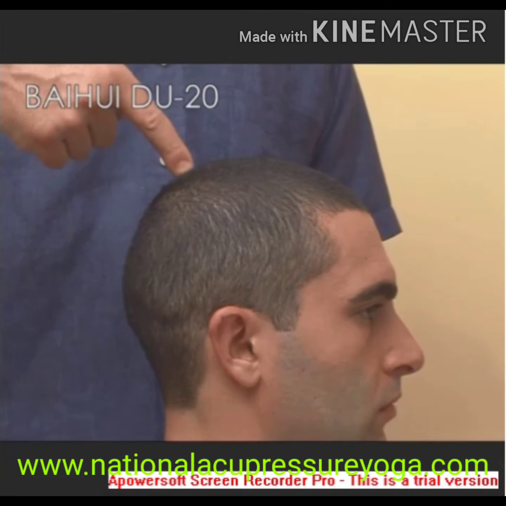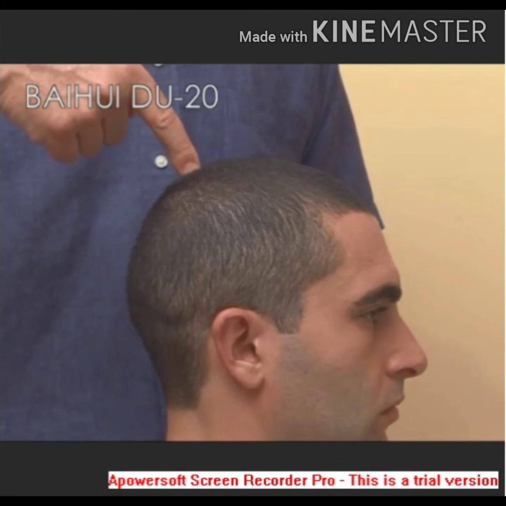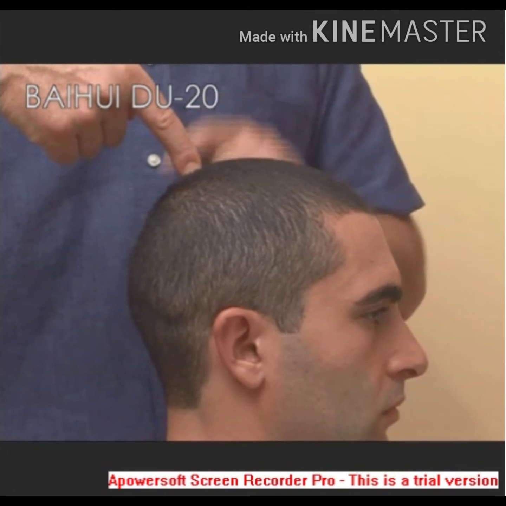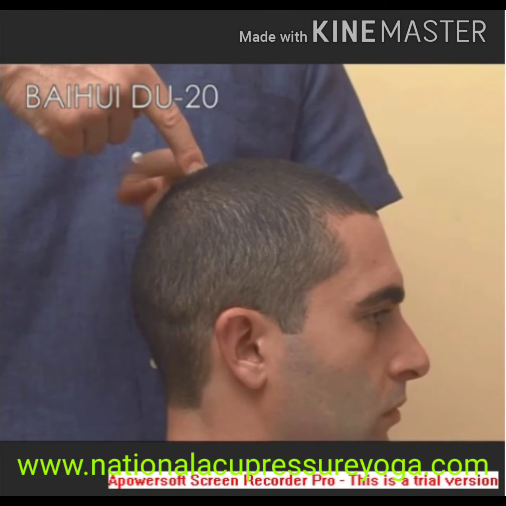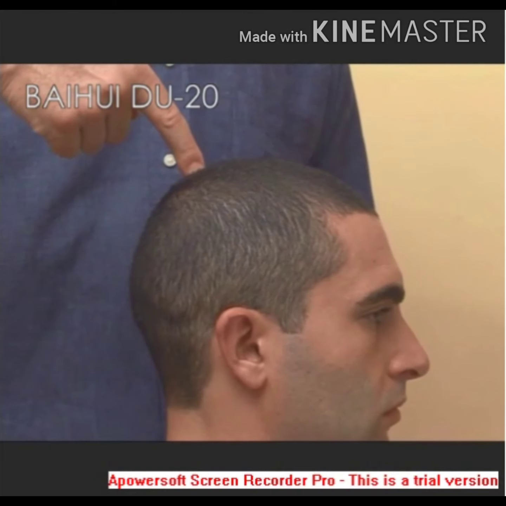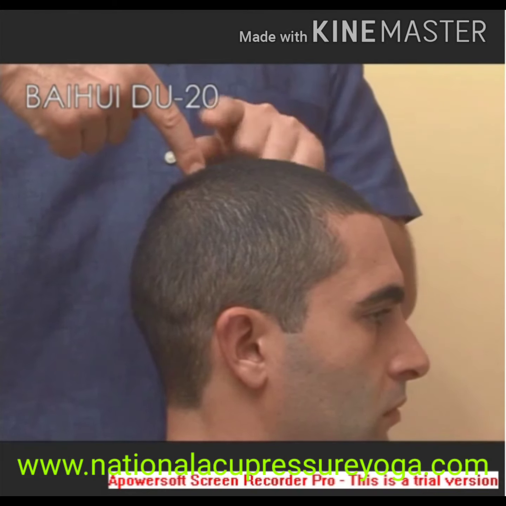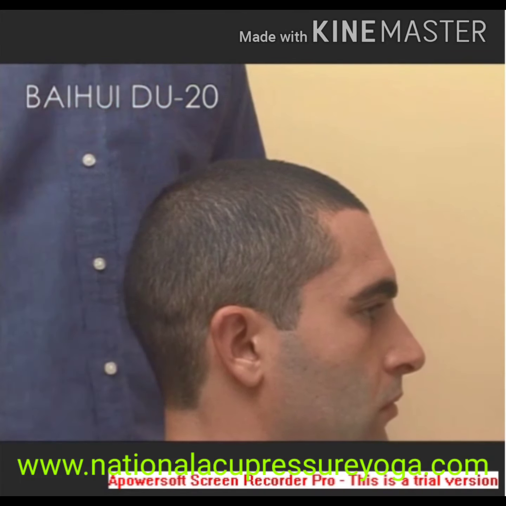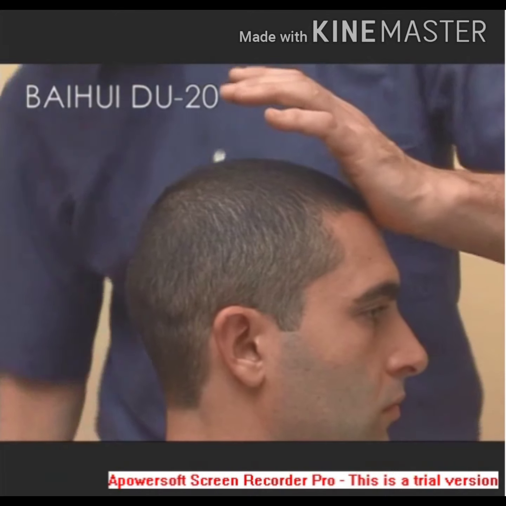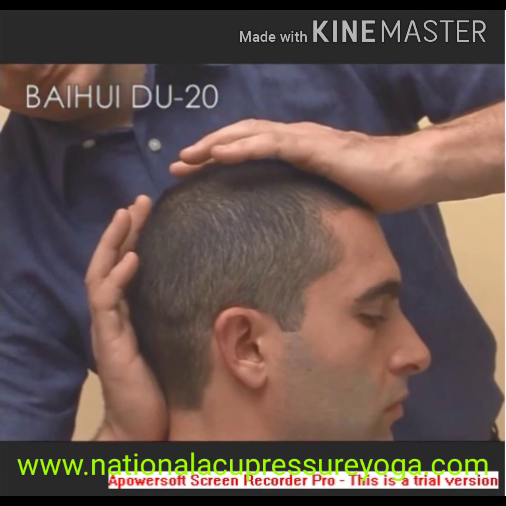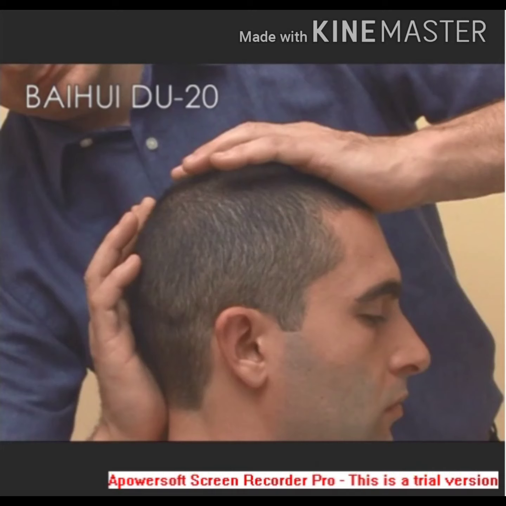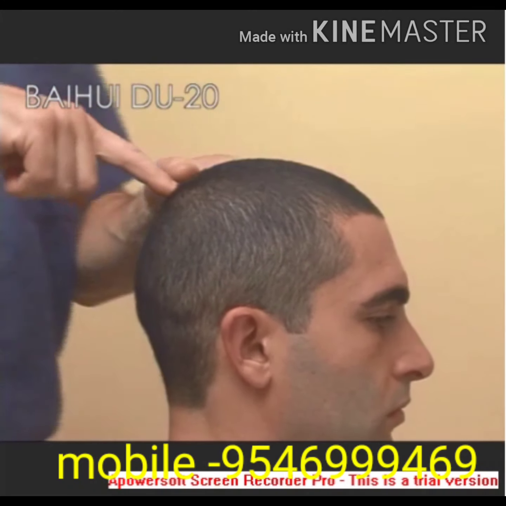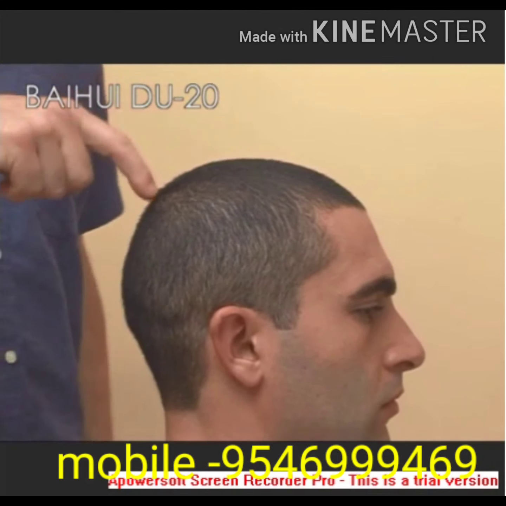Baihui, Du 20, is located at the vertex on the midline, in the depression 5 cun posterior to the anterior hairline and 7 cun superior to the posterior hairline. This point may also be measured as 8 cun posterior to the glabella and 6 cun superior to the external occipital protuberance. 1. Place the heels of the hands on the anterior and posterior hairlines and extend the middle fingers towards each other. Baihui, Du 20, is located 1 cun anterior to where the middle fingers meet.